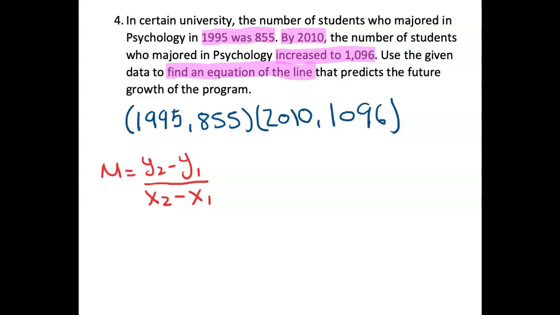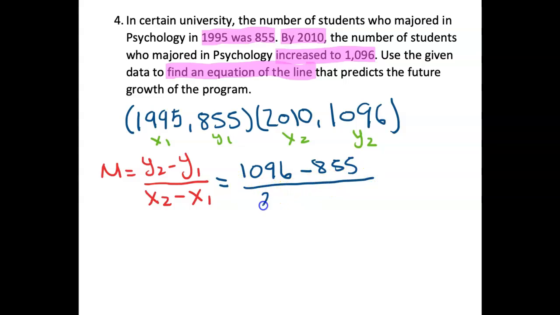Okay, so formula, label your points, substitute your points. Make sure you substitute correctly. You can easily make a mistake. So 1,096 minus 855 gives you 241 over 2010 minus 1995 gives you 15.